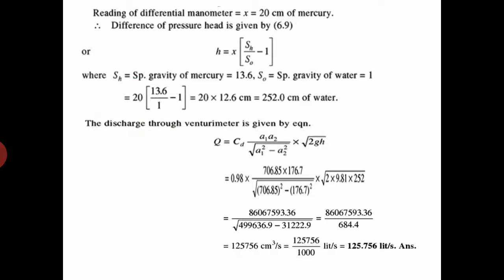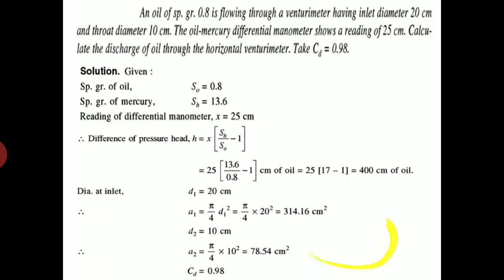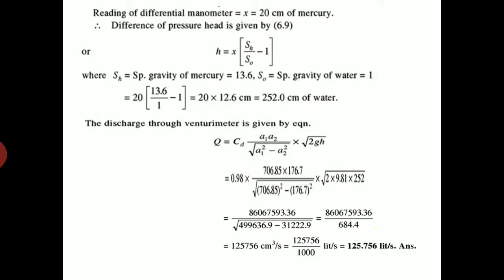That is, X is equal to 20 centimeter multiplied by (13.6 upon 1 minus 1), which is giving us this value, that is 252 centimeter of water. Substituting this value of H and all other values like CD, A1, A2 and under root 2gh, we are getting the value of discharge as 125.75 liters per second. So hope all of you have understood this numerical.